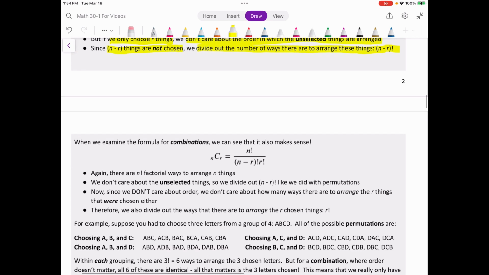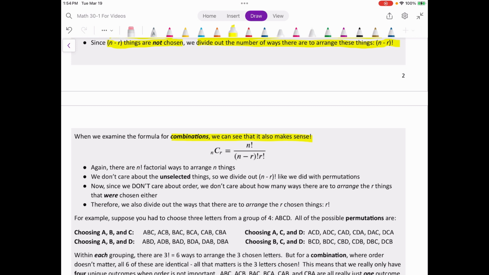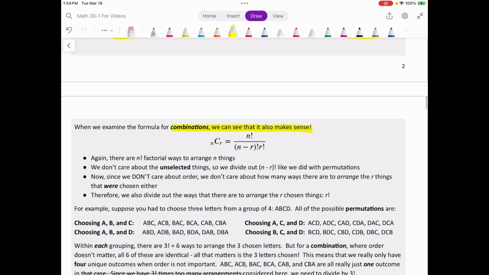Okay. When we examine the formula for combinations, similar logic, we already kind of touched on it, okay? We can see that it also makes sense though. So n choose r, we sometimes say, is n factorial, still dividing out by n minus r factorial. Okay, again, there are n factorial ways to arrange the n things. We don't care about the unselected things, so we divide out n minus r factorial like we did with permutations, right? We still don't care about the order of them, okay? But now we also don't care about the order of the things we did select. So we don't care about how many ways there are to arrange the r things that were chosen either.